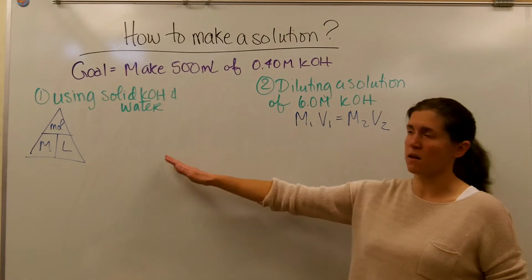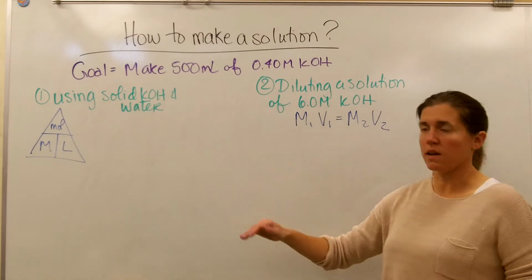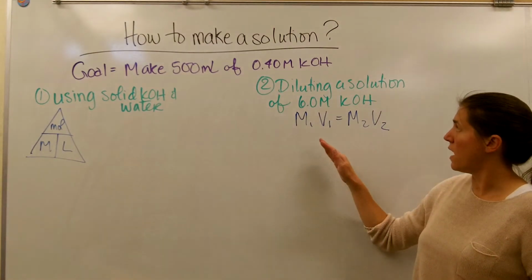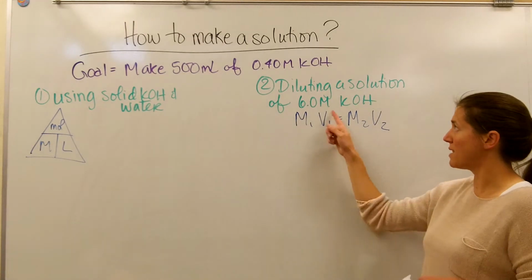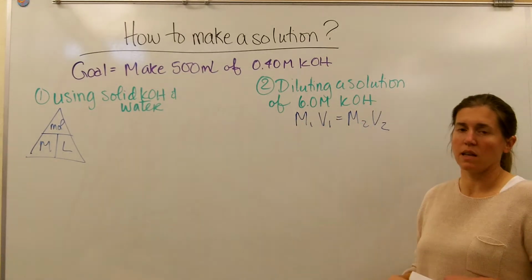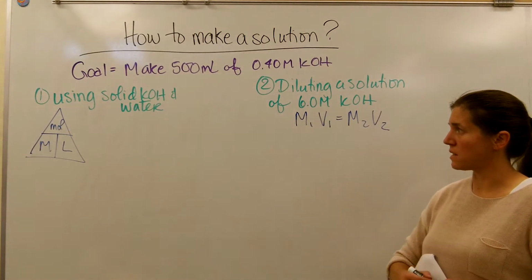One is we can weigh out some solid KOH, so weigh out some grams, and dissolve it in water. And the other method is, if we already have a solution of KOH that's more concentrated, we can take some of this solution and dilute it to make the concentration that we want. So we're going to talk about both methods.